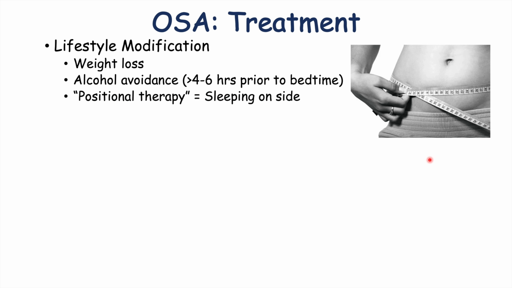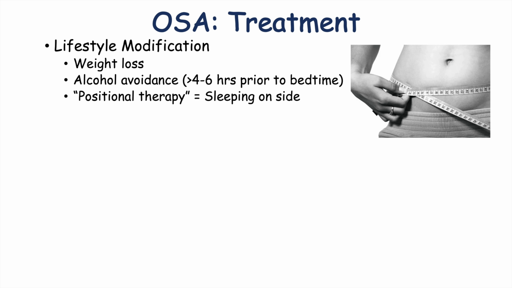Something known as positional therapy, which just means sleeping on your side instead of sleeping supine or sleeping lying flat, is going to help reduce some of those episodes of apnea and hypopnea. Again, because with the influence of gravity, we're going to see more anterior to posterior airway collapse or too much relaxation from the tongue and some other associated tissue that could block the airway. So those are some of the lifestyle modifications that can be employed.